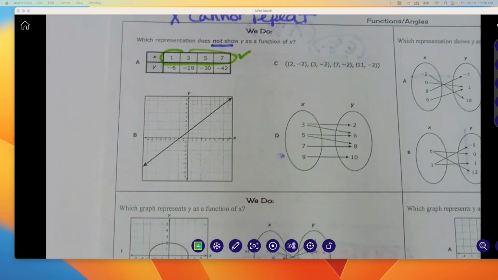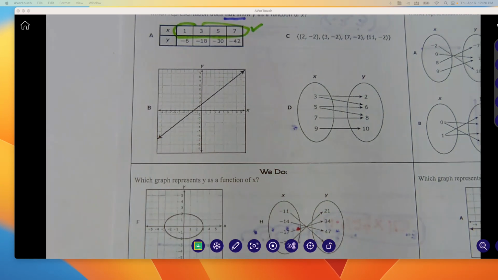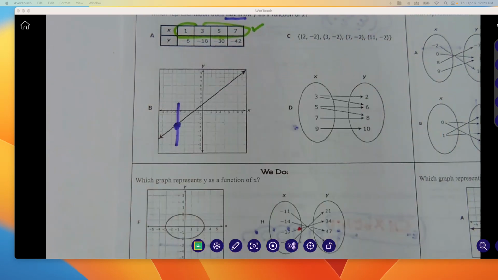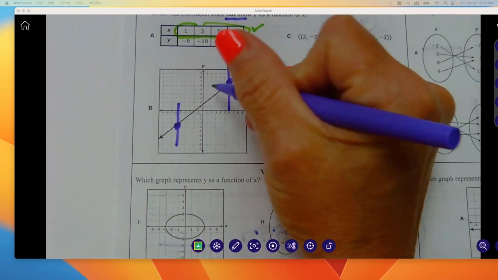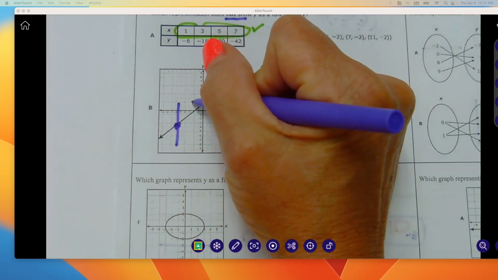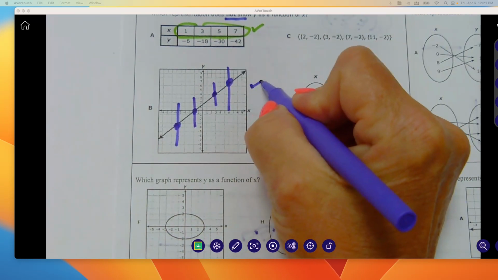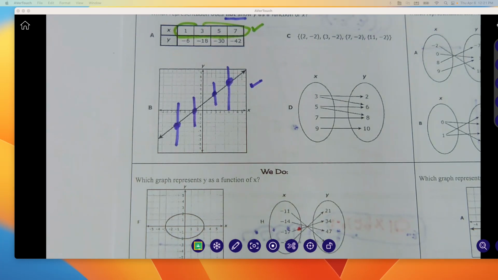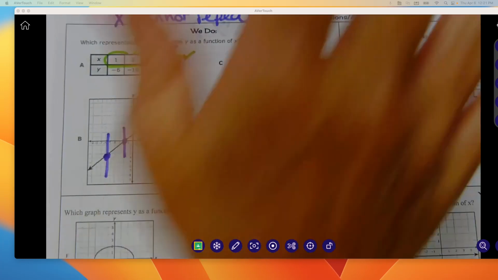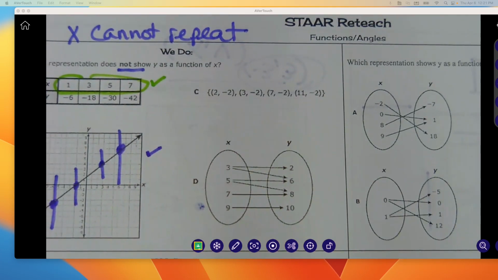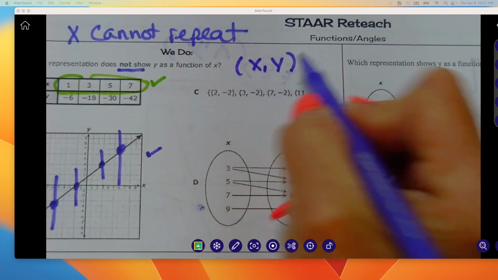Okay. This one here, the graph. Remember with the graph, you do the vertical line test. And in order for that x not to repeat, when you do the vertical line test, it's only going to hit once. It only hits once. So no matter where I do my vertical line test on this line, it is only hitting once. So yes, this is a function. But again, we're looking at the one that's not a function. Okay. Let's look at letter C. We have ordered pairs. Okay. On an ordered pair, the x value is the first one.